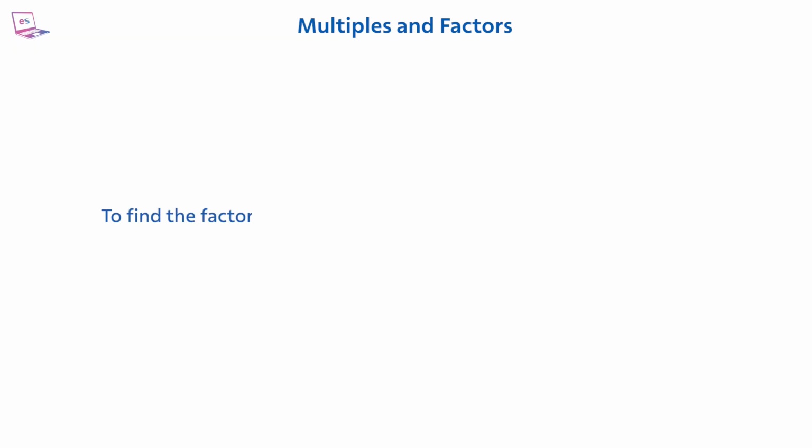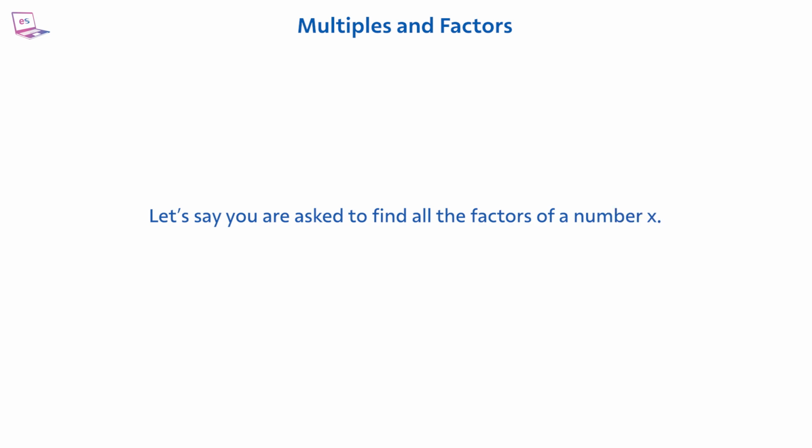To find the factors of a number, you have to list down the factor pairs. To find the factor pairs of a number x, you need to find the pairs of whole numbers that can be multiplied to make x. We can follow the 5-step method to ensure we see all the factors of a number. Let's say you are asked to find all the factors of a number x.